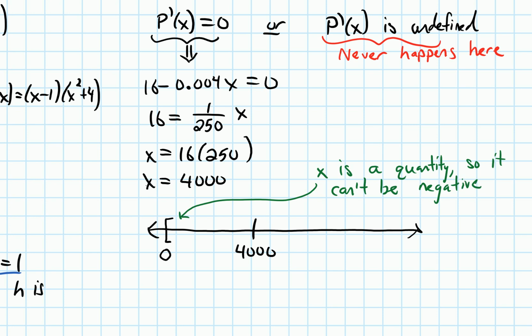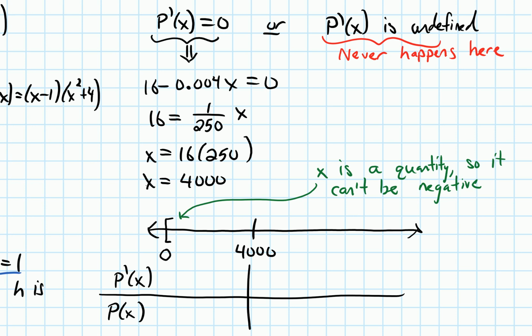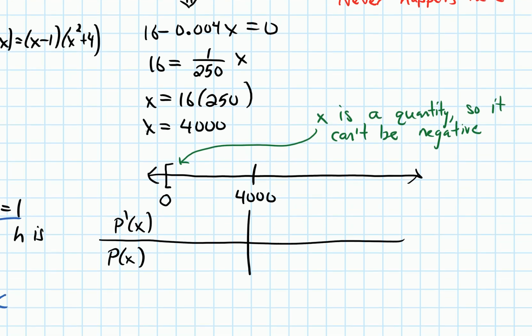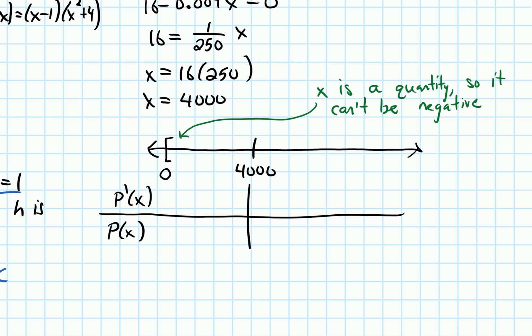Okay, so now our sign chart is going to need a row for the derivative and a row for the original function. Okay, so making this table here. And let's pick a test point on either side in each sub-interval. So something between 0 and 4,000. So maybe 1. That's kind of simple. Something bigger than 4,000. I might pick something like 10,000. It's a very nice number. It's got a bunch of zeros, so it's going to be easy to do computations with.